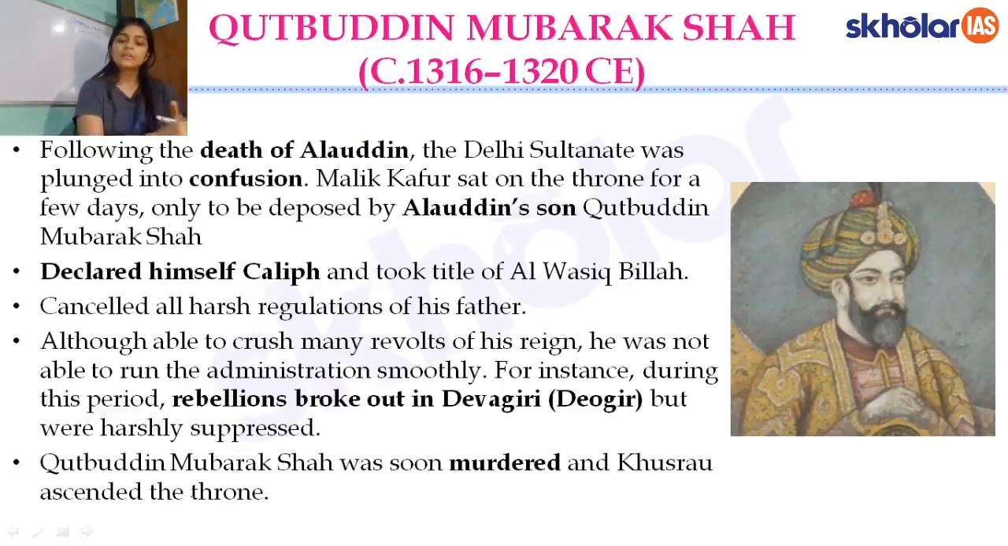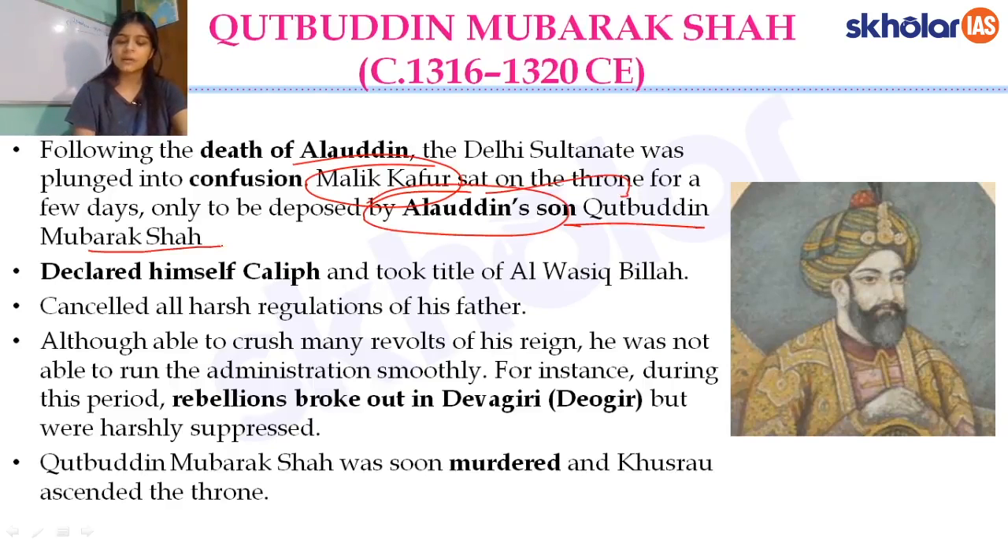Now after Alauddin died, the Sultanate was in complete confusion because there was no obvious successor. Then Malik Kafur sat on the throne, because he was the strong figure during the times of Alauddin, but he was deposed by Alauddin's son Kutubuddin Mubarak Shah. And Kutubuddin Mubarak Shah declared himself the caliph, just like his father. He did not believe in the authority of the caliph of Baghdad. He called himself the caliph, and he took this title, Al-Wasiq Billah.